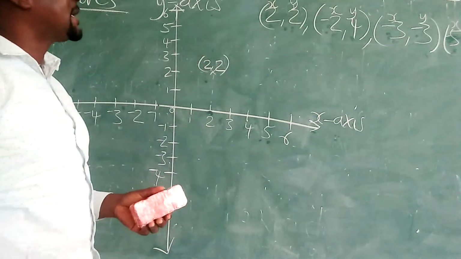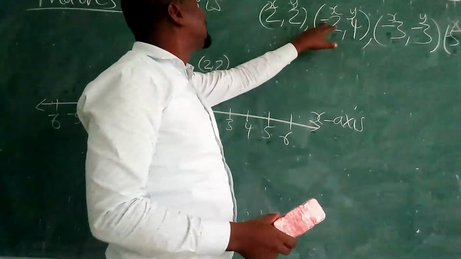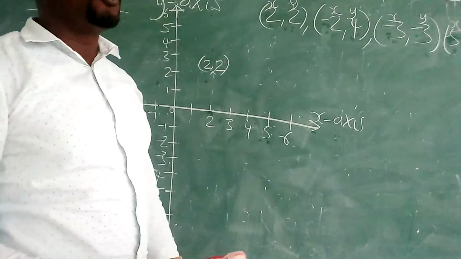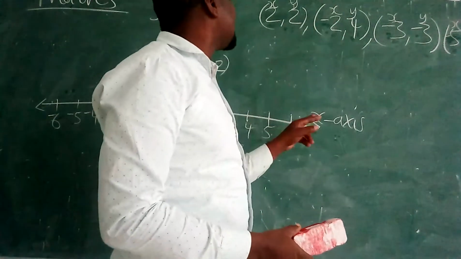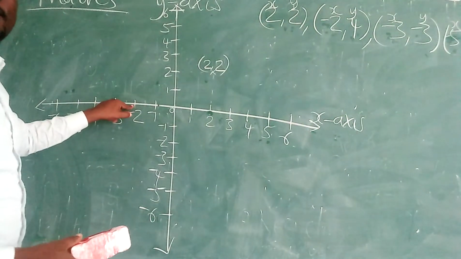Then we go to the second coordinates. We have negative 2 and then 4. So negative 2 on the x-axis. Here is positive, so negative 2 is here.